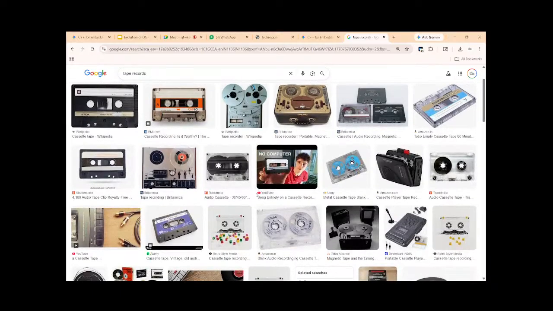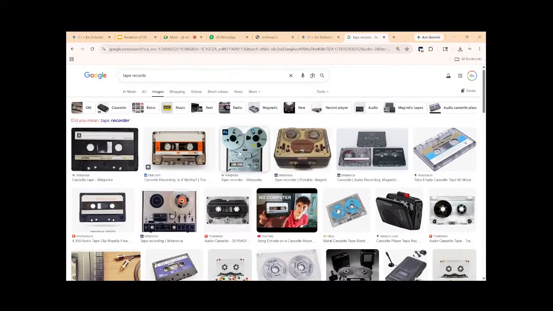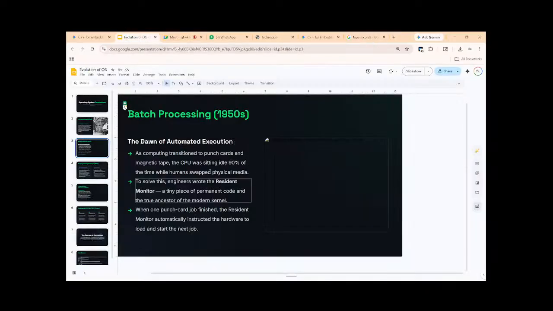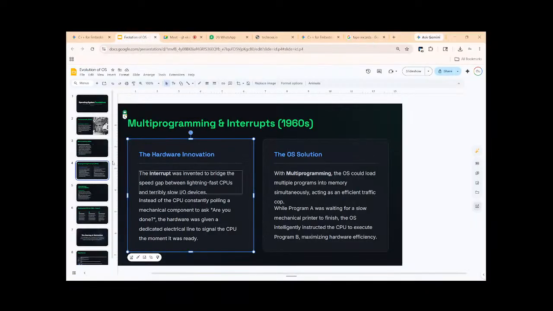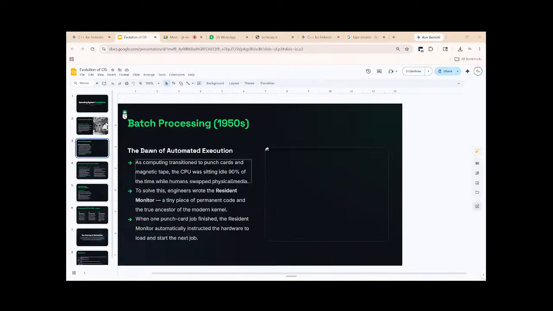These are the things which were used in the earliest times. The CPU was sitting there idle while the humans swapped the physical media. Humans would just take it out and replace it wherever needed. To solve this, engineers wrote a resident monitor, a tiny piece of permanent code and the true ancestor of the modern kernel. A kernel is an operating system like that.